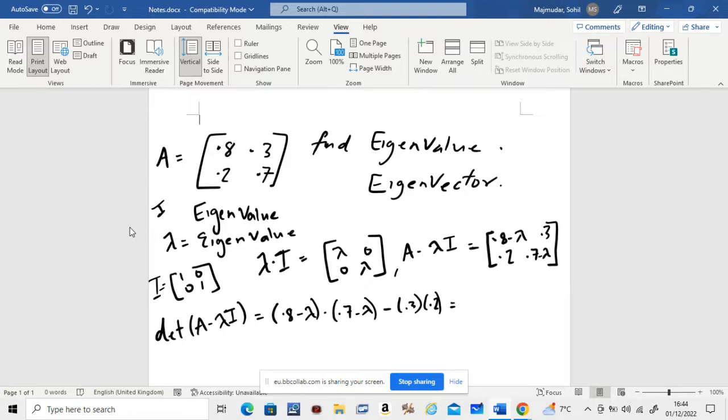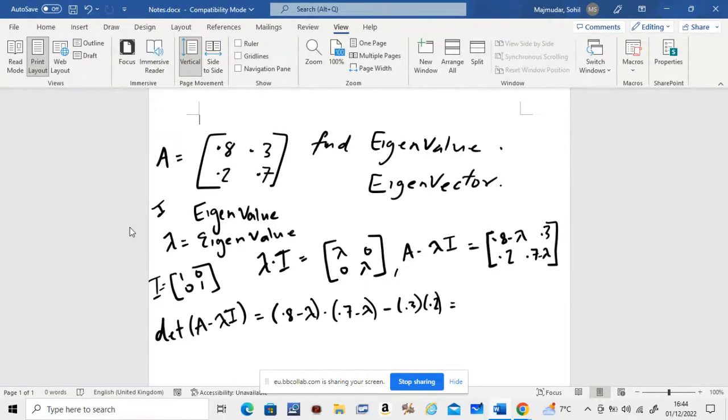Now you can simplify this by simplifying the brackets and multiplying these two, and then factorizing. This will end up in a quadratic equation, which you will have to factorize. Now, if you don't know how to factorize, you can use the quadratic formula, or you can look at another video of how to factorize the quadratic equation.